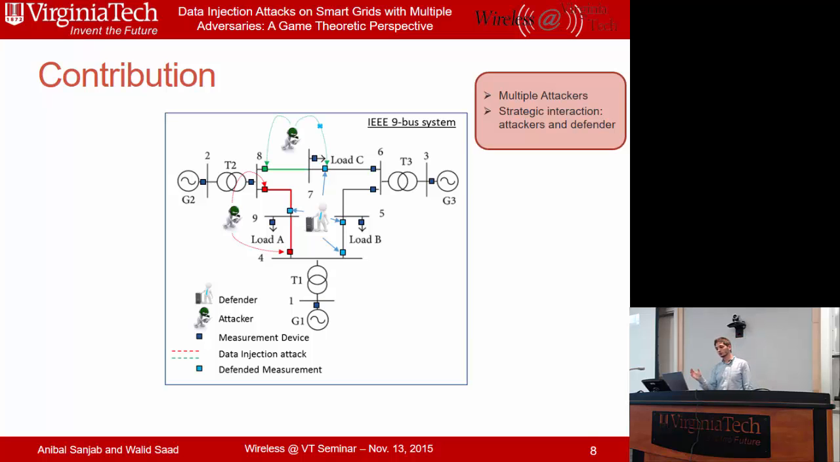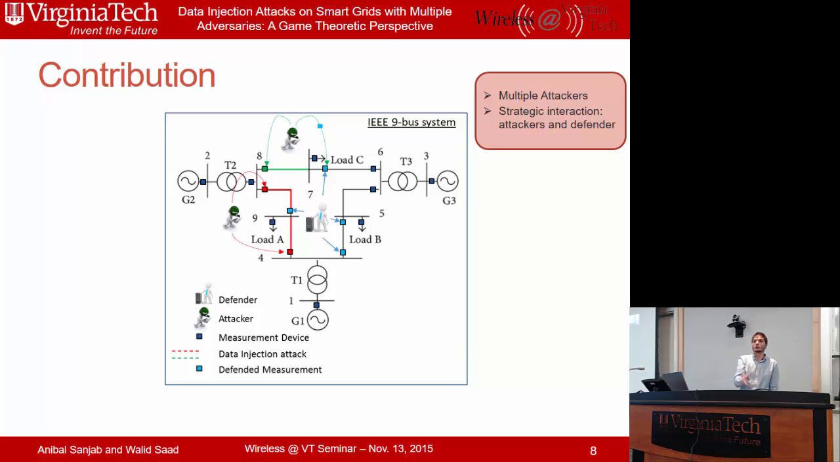That's one. And two, what happens if there are multiple attackers? All the work that has been done before mainly focuses on the case where there is one attacker trying to attack that system. But what happens if there are multiple attackers? That's a network system. And because of that network nature, an attack on one side of the system affects the objective of another attacker at another location in the system. And hence there is also a strategic interaction between those attackers as well.